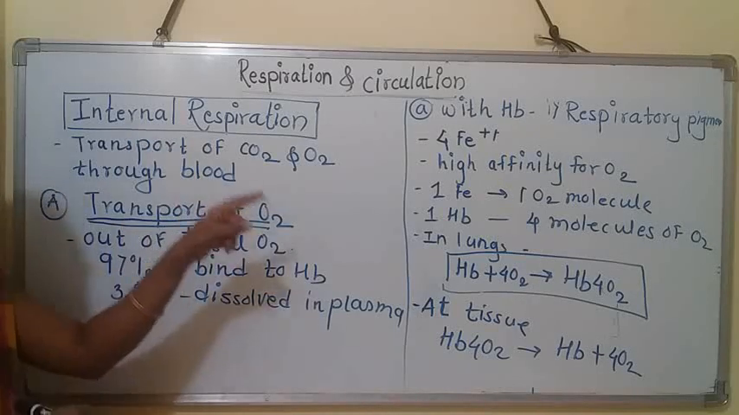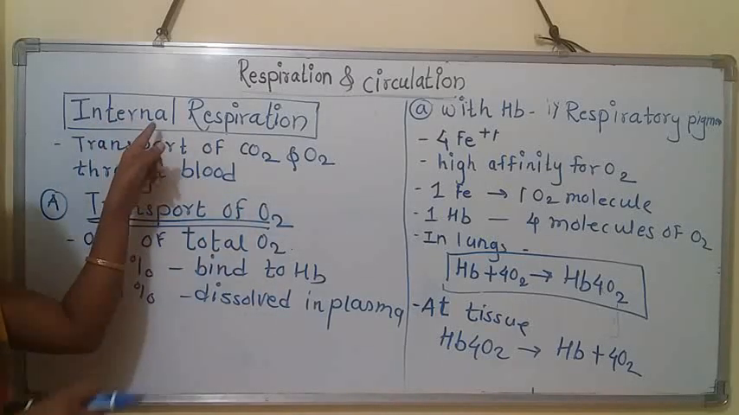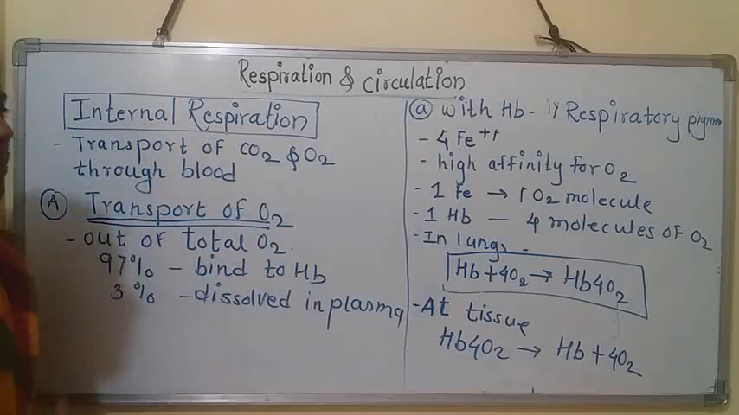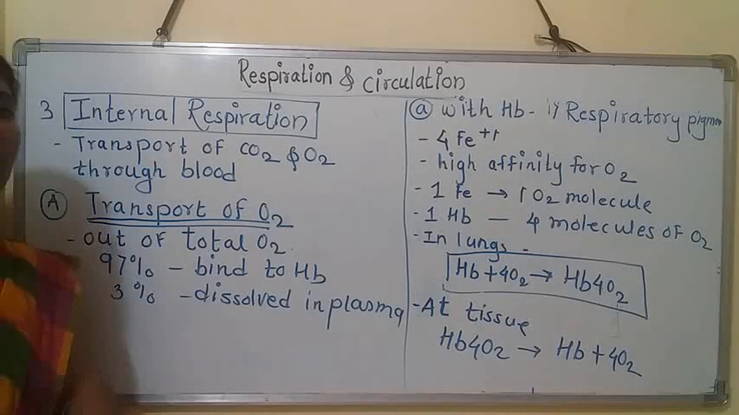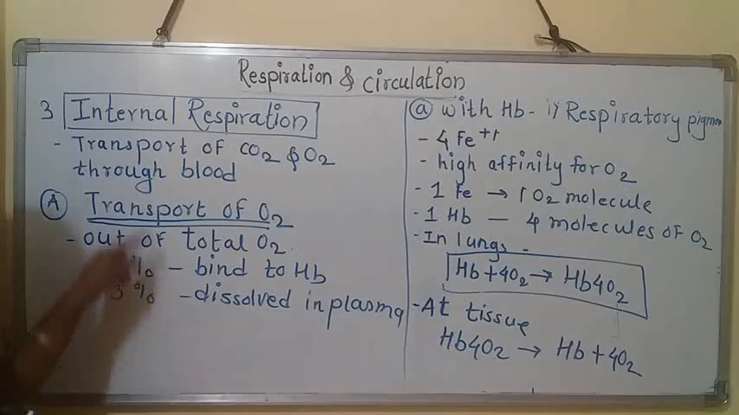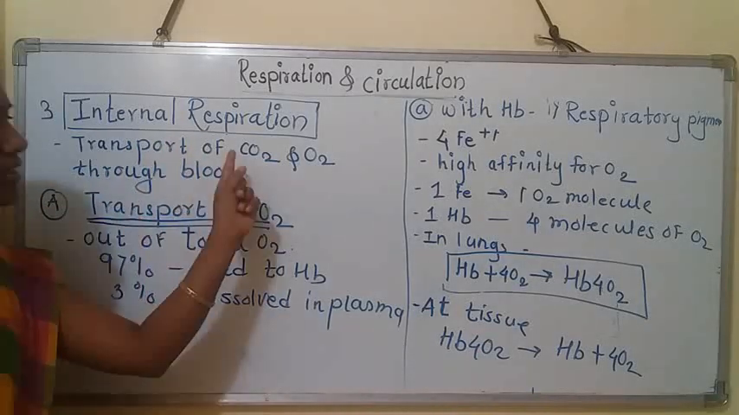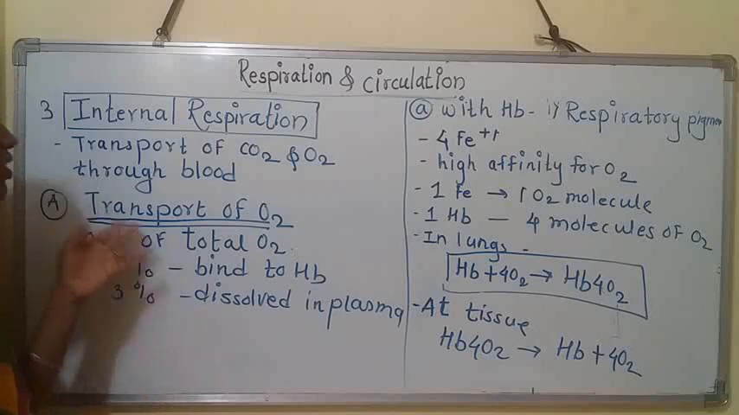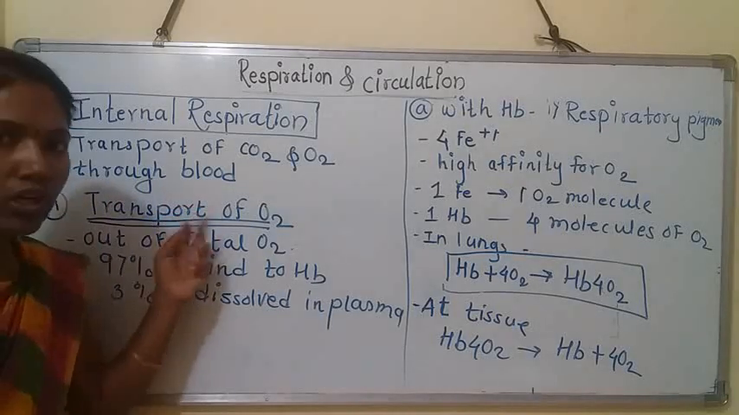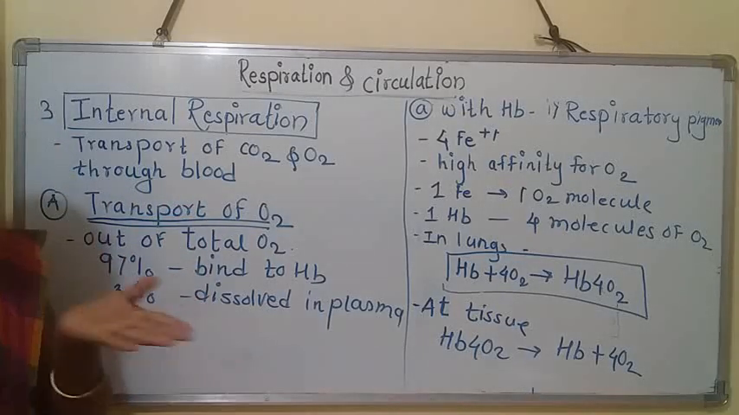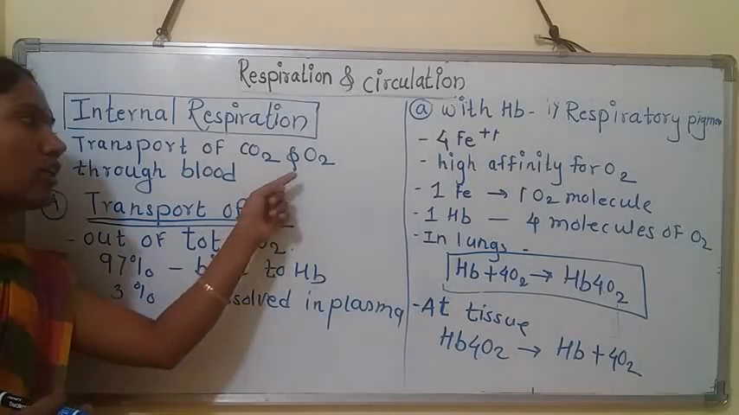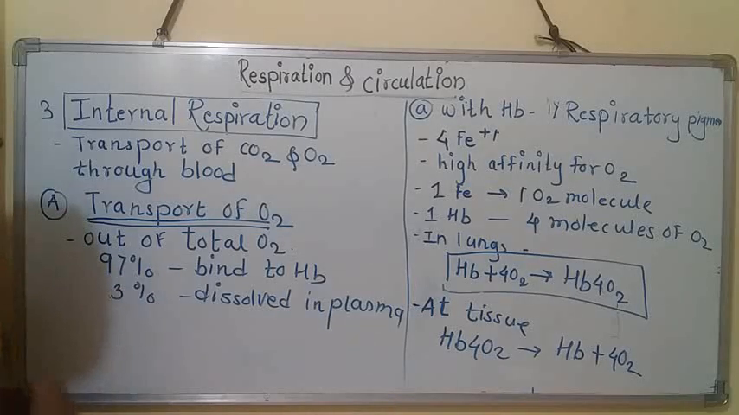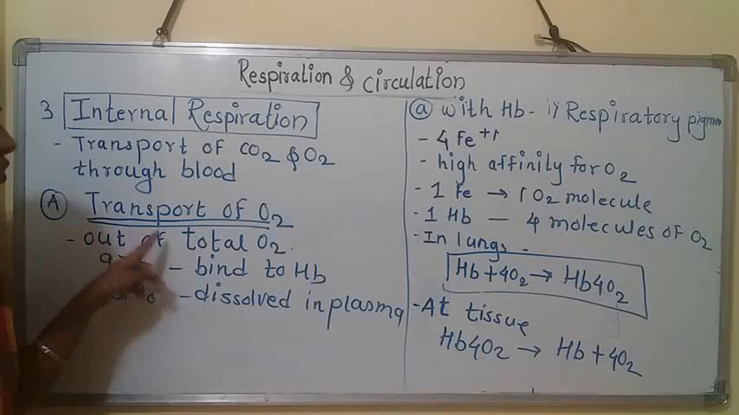So to repeat once again, I am discussing internal respiration. It is the third point of the respiration mechanism. In internal respiration, we are going to learn the transport of two gases, carbon dioxide and oxygen. These gases are transported through the blood, and there are various methods to transport these gases. First we are going to learn how oxygen is transported. So next is transport of oxygen.